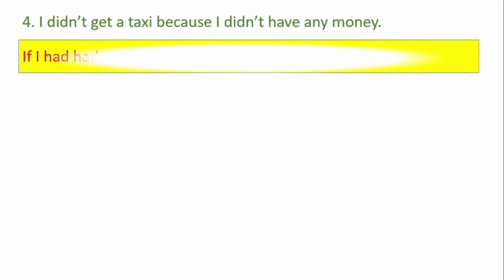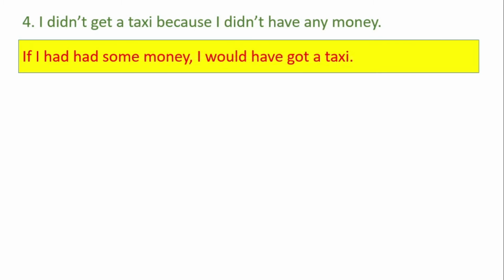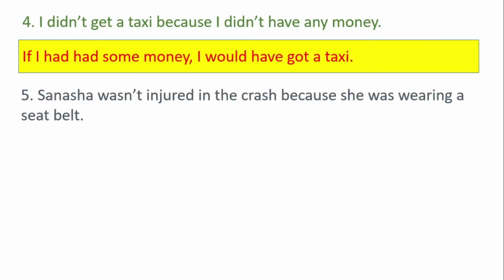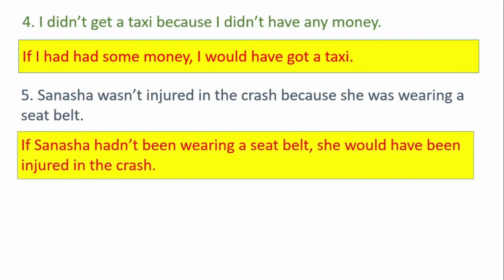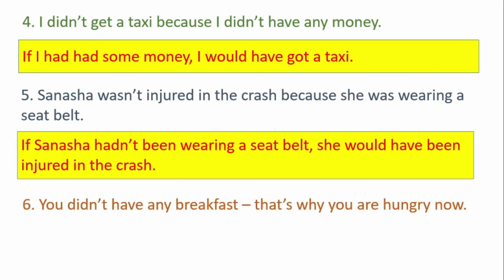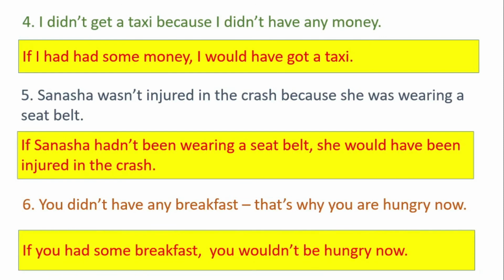Fourth situation. I didn't get a taxi because I didn't have any money. If I had had some money, I would have got a taxi. Fifth situation. Sanasha wasn't injured in the crash because she was wearing a seat belt. If Sanasha hadn't been wearing a seat belt, she would have been injured in the crash. Sixth situation. You didn't have any breakfast. That's why you are hungry now. If you had had some breakfast, you wouldn't be hungry now.